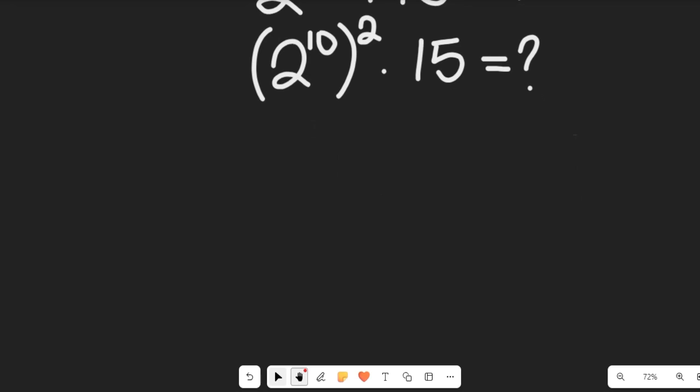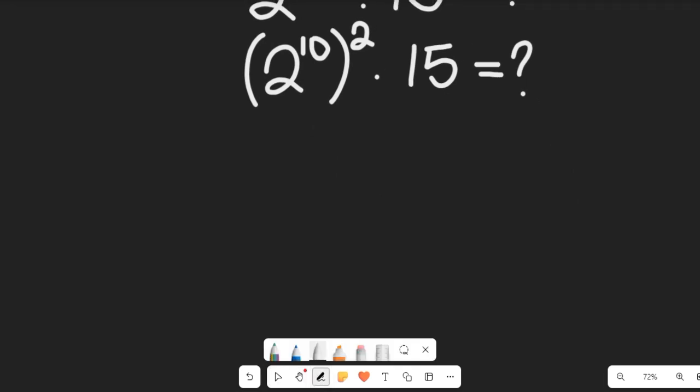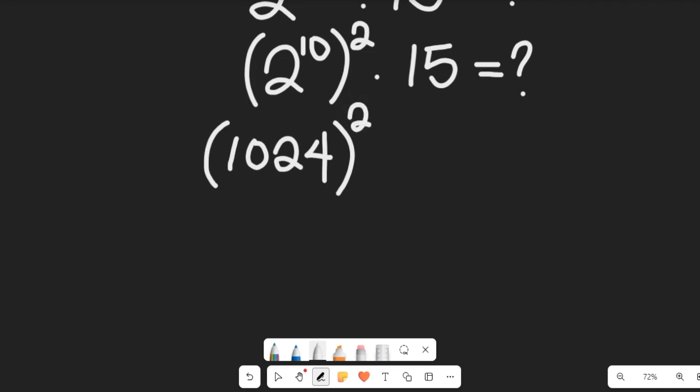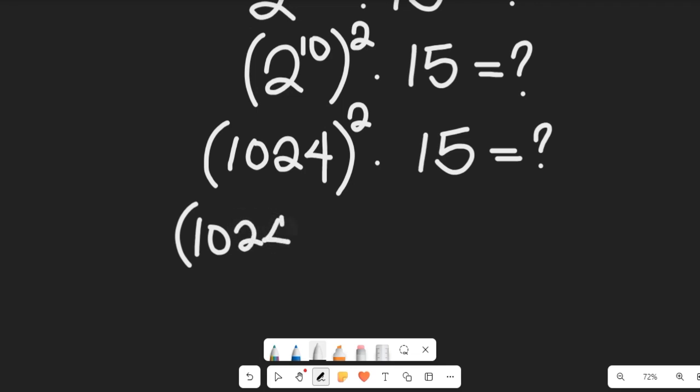Now let's simplify this. 2 to the power of 10 normally is a value that will give us 1024. We know that, right? And this will be to the power of 2, multiplied by 15. Having that to the power of 2 multiplying by 15, I can expand this to give me 10 to 4 multiplying 10 to 4, right?